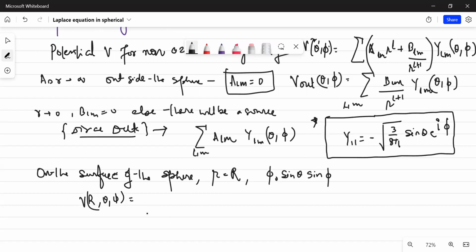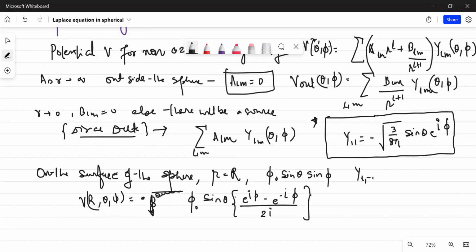I'll write it once more. It will be phi naught sine theta and sine phi. Now instead of sine phi, I will simply write it as e to the power iota phi minus e to the power minus iota phi divided by 2 iota. Is that clear? So that somehow I can write my potential on the surface in terms of some linear combination of my spherical harmonics. And also I told you yesterday that Y L minus m is simply minus 1 raised to power m Y L m theta comma phi.